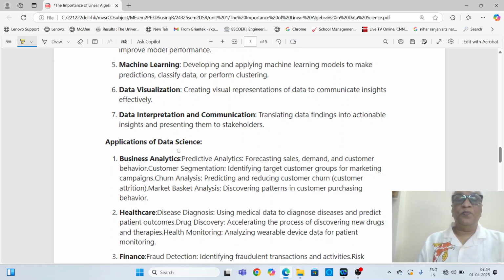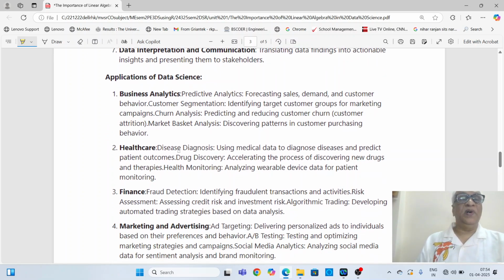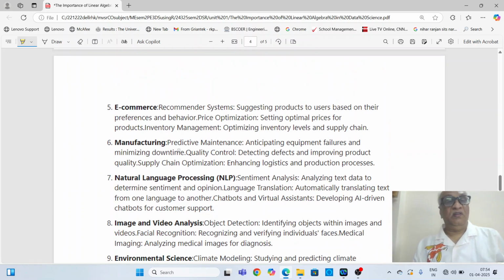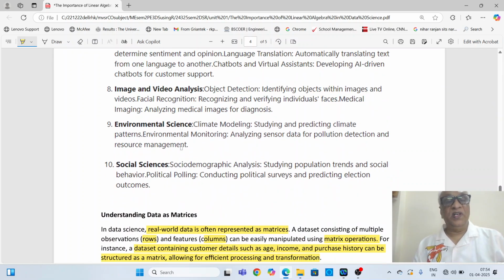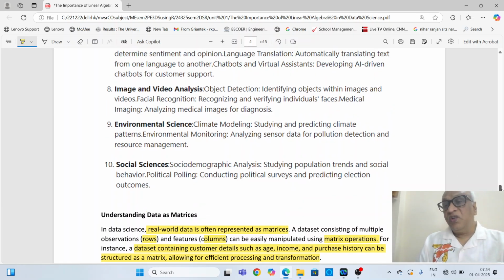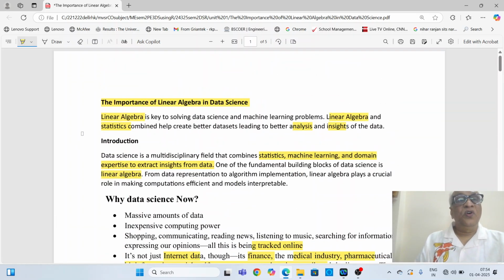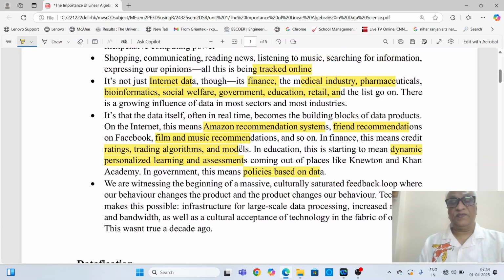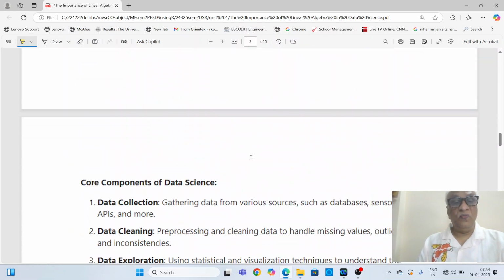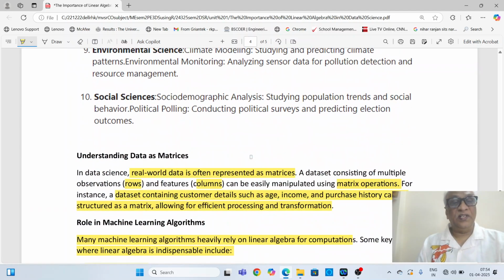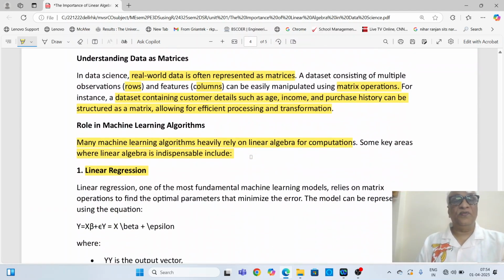Applications of data science spread everywhere, be it healthcare or finance or marketing or e-commerce or manufacturing or environmental science or social science. Now, what is our focus actually? Our focus is to understand the importance of linear algebra in data science. So let us go back post this definition of data science and meaning of data application.